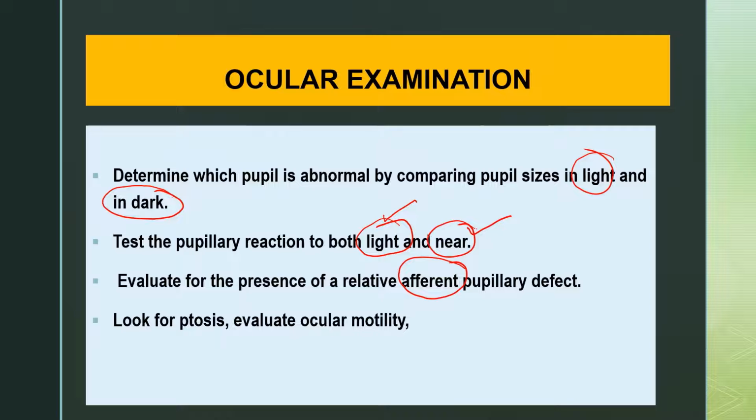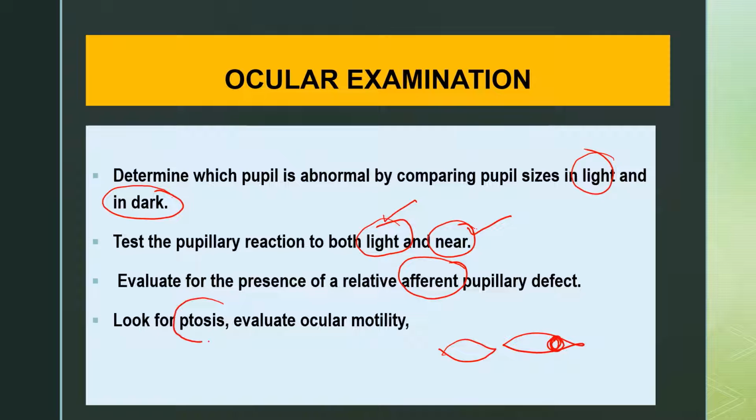Then you look for ptosis, you look for the ocular motility examination or any restriction in the ocular movements. This is basically to rule out the third nerve palsy, in which we know that almost the entire movements of the eyeball are restricted except the abduction and the downward movement, and that is the reason you find the eyeball fixed in a downwards and outward position in a third nerve palsy.